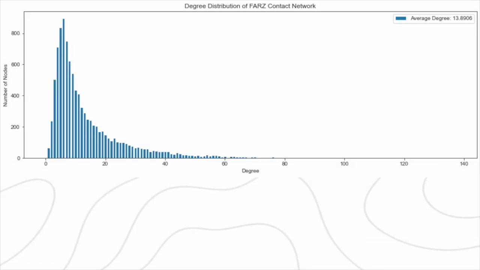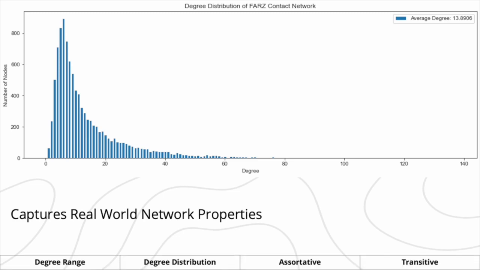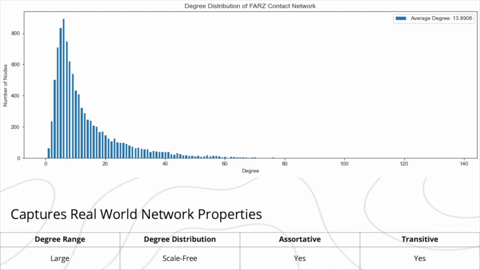This is the resultant degree distribution of the network generated while capturing household and age properties of Singapore. They also capture real-world network properties.